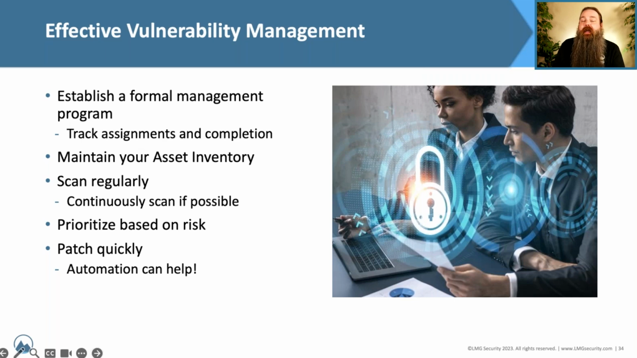We also want to make sure that, again, we're scanning regularly, pretty much continuously if we possibly can. We want to make sure we're prioritizing based on the risk level, so taking care of our criticals and our highs as the first and foremost actions that we have, and then moving on to the lower or informational vulnerabilities as we go through. And then we want to make sure we can patch very, very quickly. There are automation tools that can help you out with this as well.